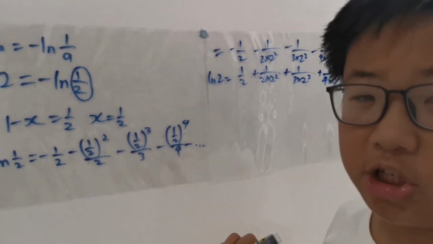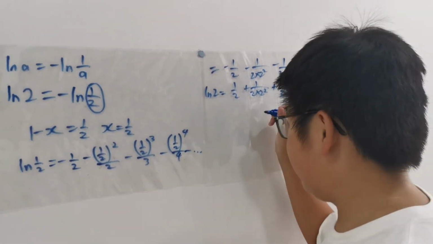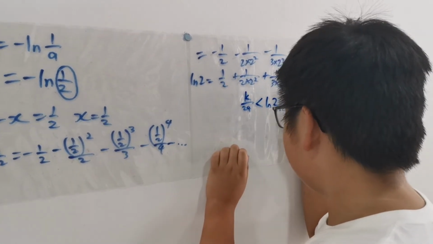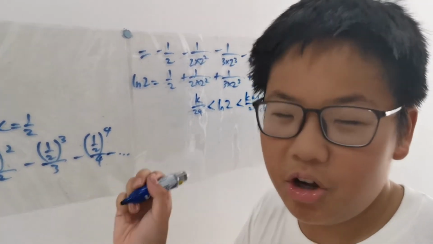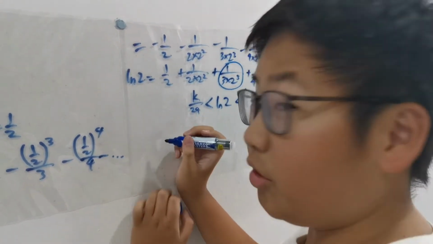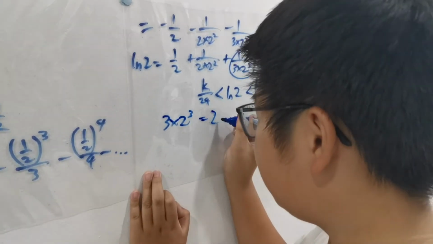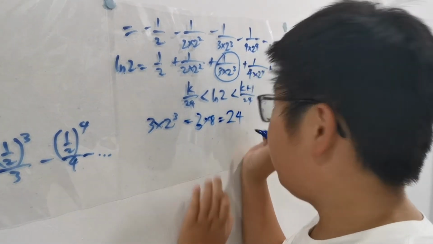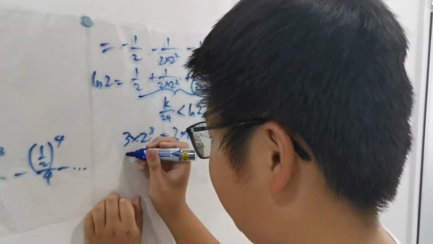Now the second question says, using this Maclaurin series, find k such that k over 24 is less than ln 2, which is less than k plus 1 over 24. You might think that's not very easy without a calculator, but look at this third term. Now look at the term in the denominator. 3 times 2 cubed equals 3 times 8 equals 24. There, that's easy. All we need to do is to add these 3 terms up.